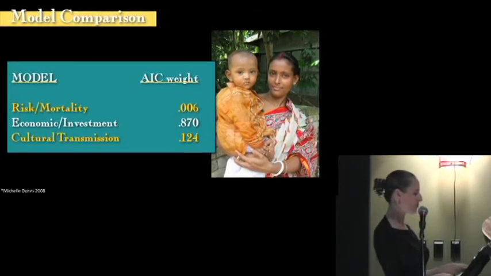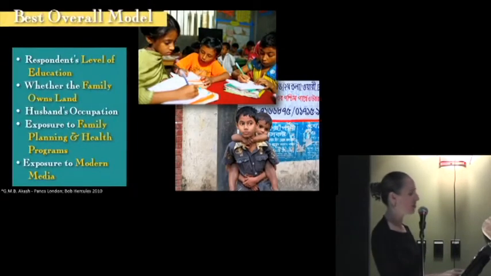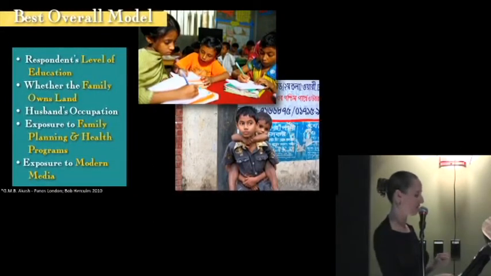AIC weight is a measure of the relative evidence for each model, with higher being better. As you can see, almost all of the weight goes to the economic models, a small amount to cultural models, and almost nothing to risk models. So if this were a horse race, or perhaps a policy decision, you should place your money on the economic models.